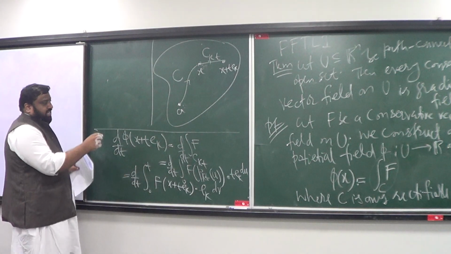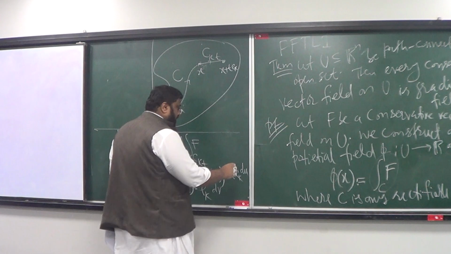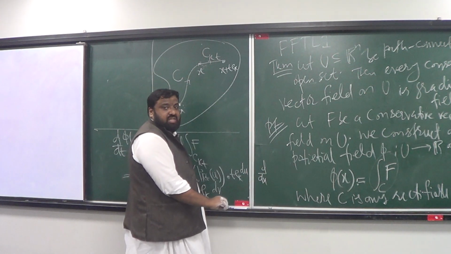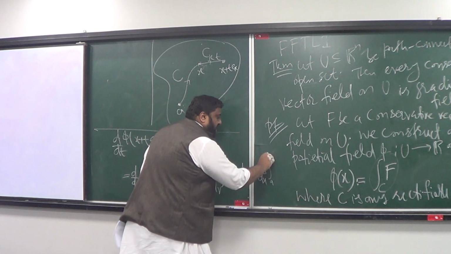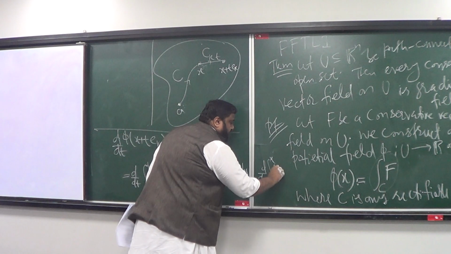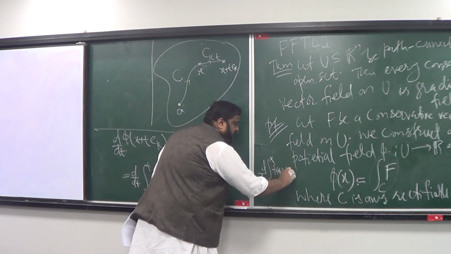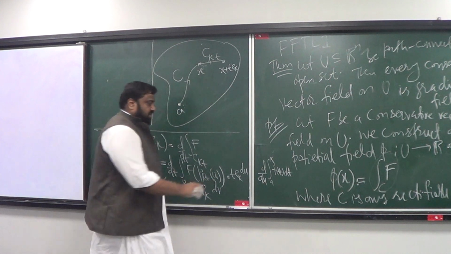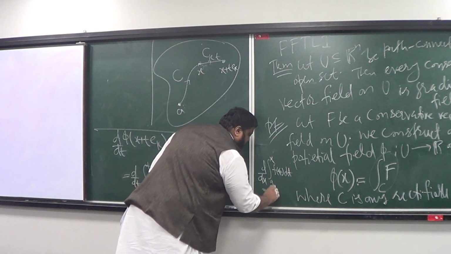Okay, so how does the second fundamental theorem work? If you have d by dx, starting from some constant and ending at some x, of f of t dt, the output is simply f of x.